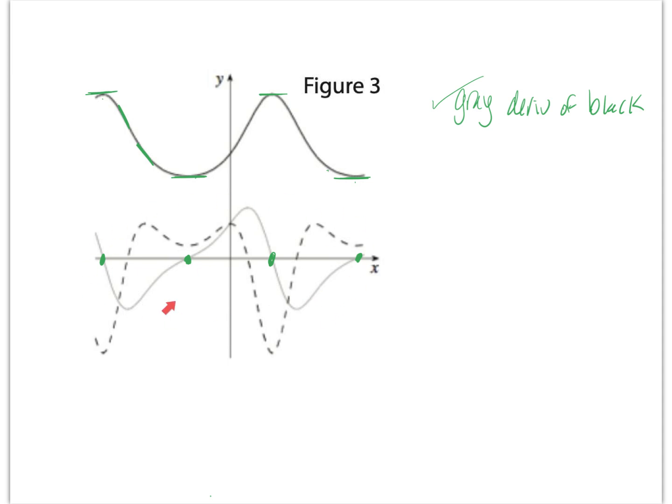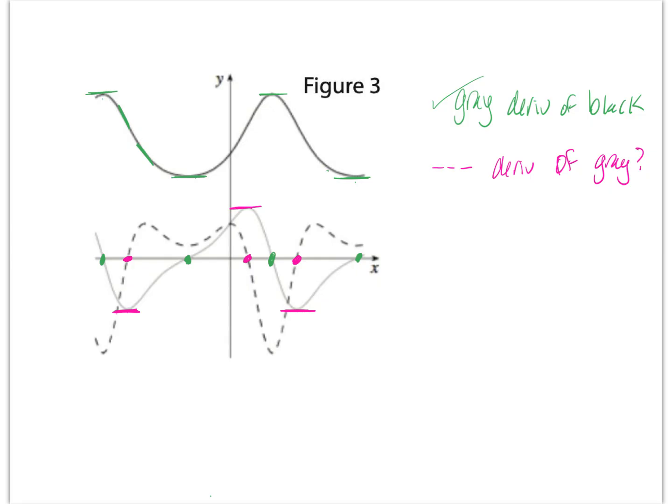Let's see if the gray has a derivative in this picture. So I'll use another color here. So for the gray, I have horizontal tangent lines here and here and here. And I have zeros underneath on the dashed curve. So the dashed could be the derivative of gray.